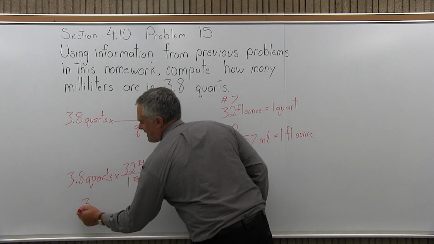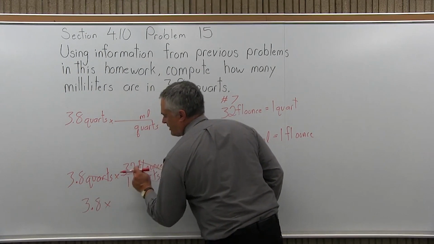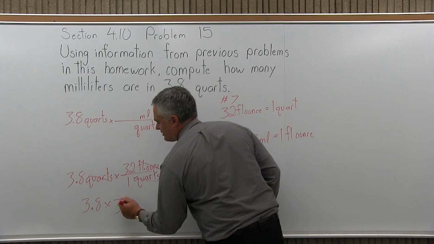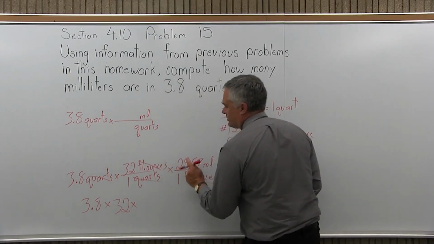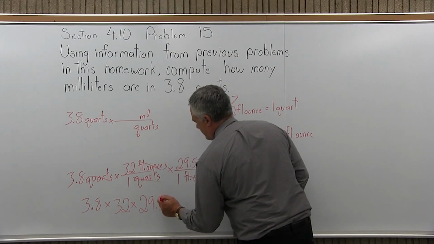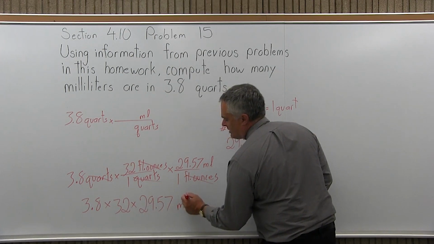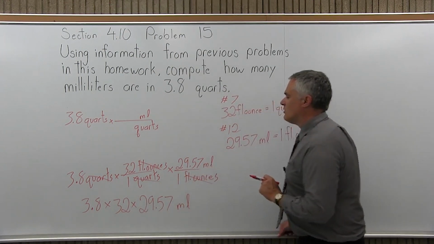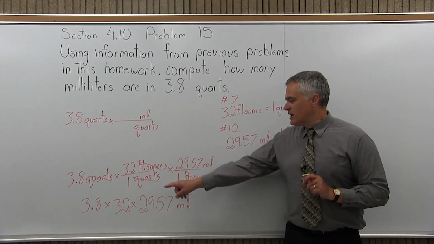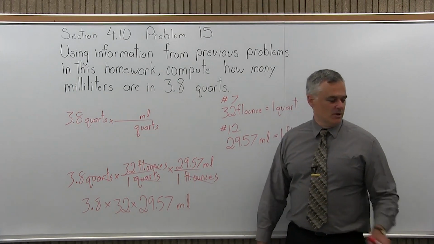So what's going to happen in terms of the number, I have a 3.8 in the numerator, 32 is also in the numerator, and 29.57 is also in the numerator, so I don't have any division. And the remaining units of measure will be milliliters. So I have to multiply 3.8 times 32 times 29.57, and it'll come out in milliliters.